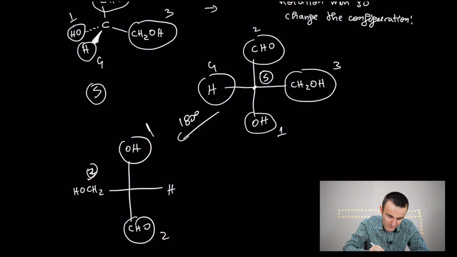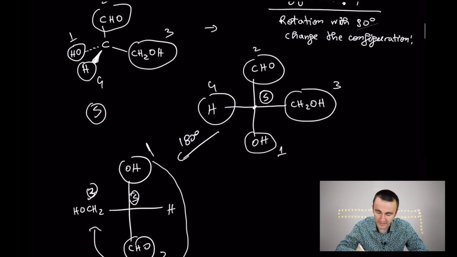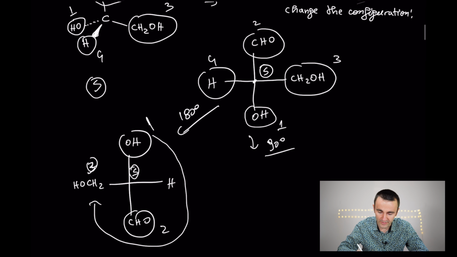So 1, 2, 3 looks like R, but instead it's S because the hydrogen remains horizontal and is above the plane. Okay, rotation with 90 degree. If we rotate with 90 degree, we invert the configuration. Why? Let's try it now.